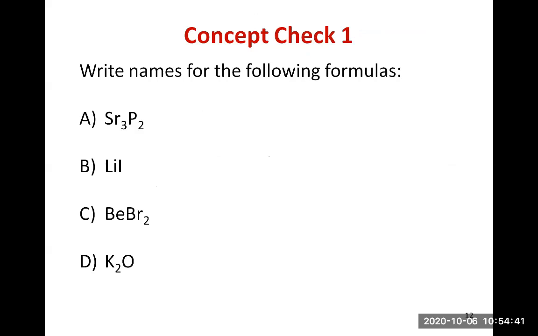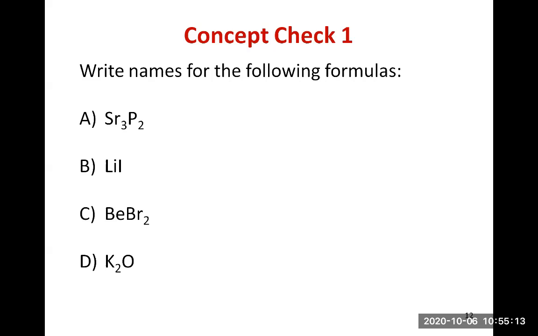So let's practice that. I want you to pause the video before you watch the answer. It is important you try on your own so that you are actively learning. So let's start with the first example. Sr3P2. What's the name of Sr3P2? So Sr, you will find it's strontium, and then P is phosphorus.